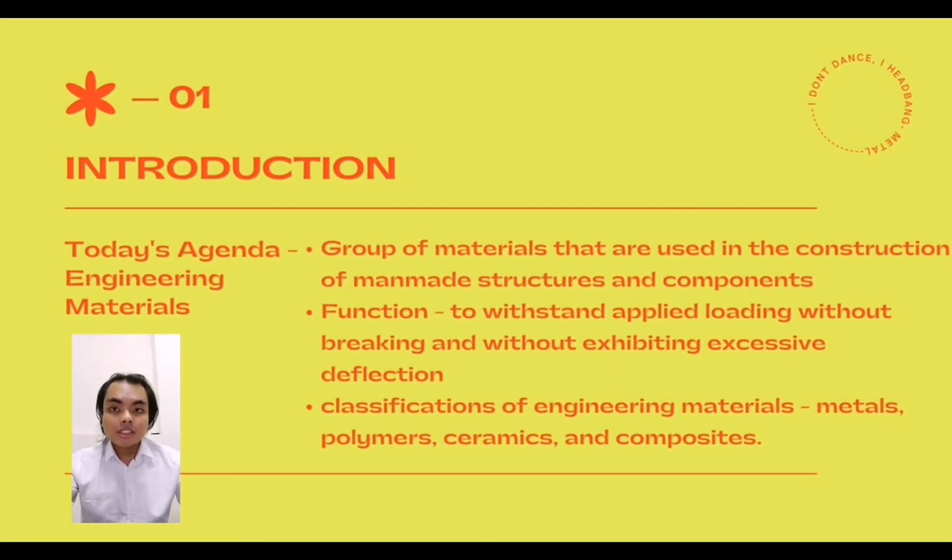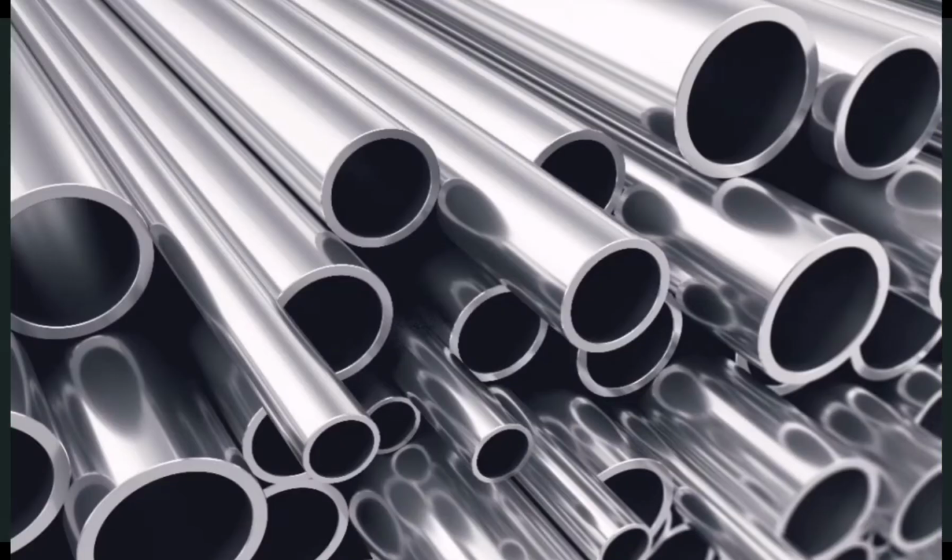So for the introduction, engineering materials refer to the group of materials that are used in the construction of man-made structures and components. The primary function of an engineering material is to withstand applied loading without breaking and without exhibiting excessive deflection. The major classifications of engineering materials include metal, polymer, ceramic, and composite.